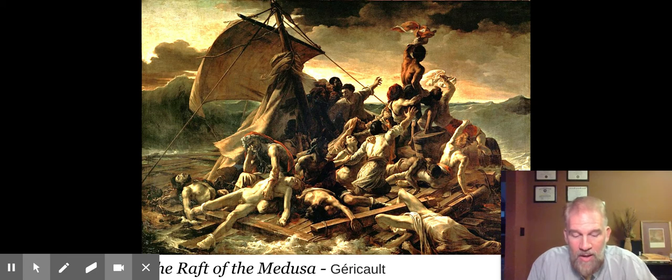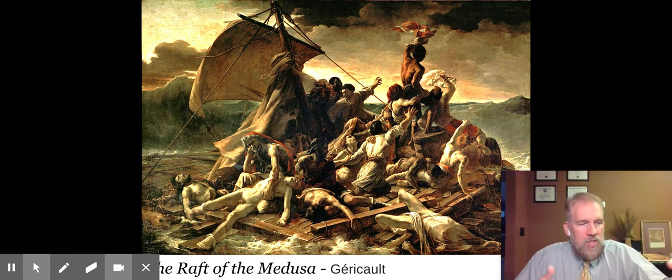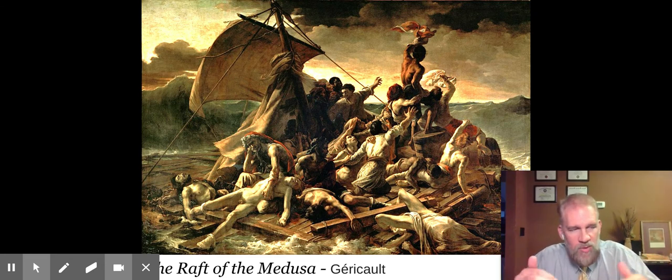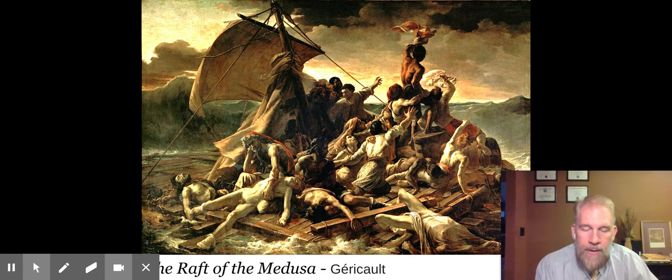on the ocean. He builds a small maquette of this raft, a scale model of the raft, so he can study it from all different sides, and he can make the best choices about his composition.